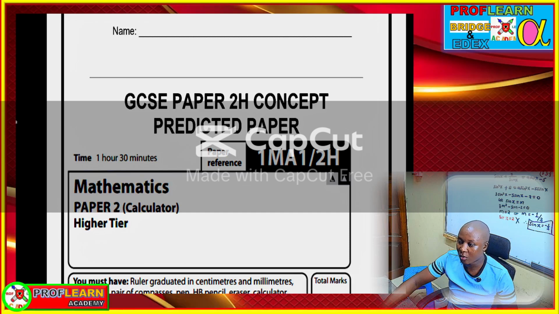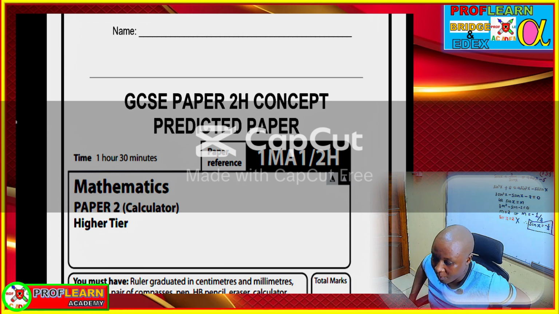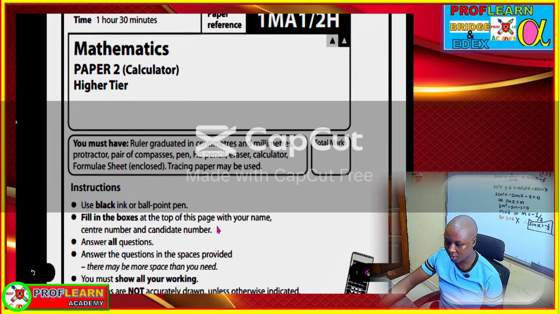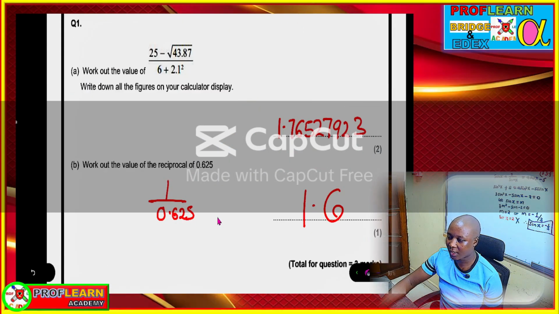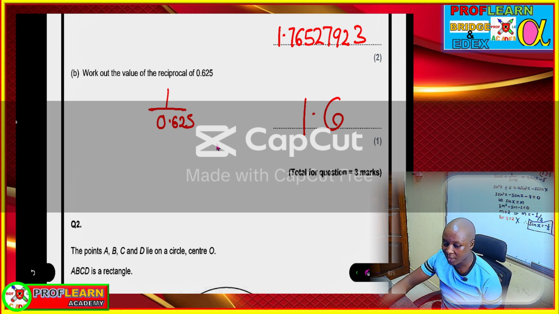In this particular video, we are having a prediction on how you can do GCSE paper 2. So these are definitely areas that you have to know as far as that particular exam is concerned. So we have worked out a question to do with how to work using a calculator, finding the expression that is like this, and also finding the reciprocal. We applied using a calculator there, and we got our answers to be 1.6.